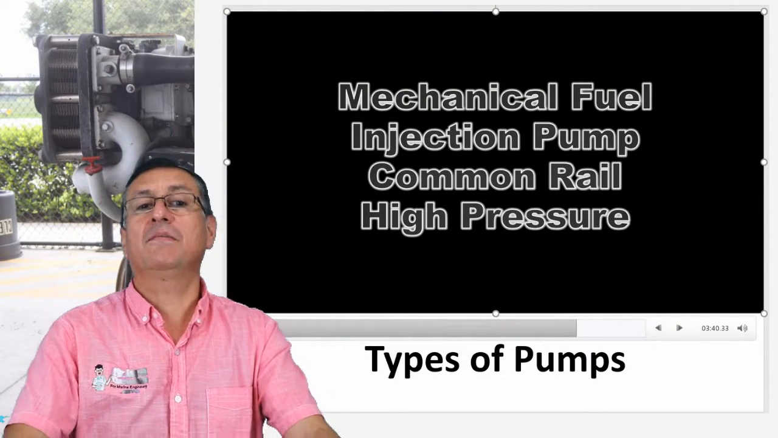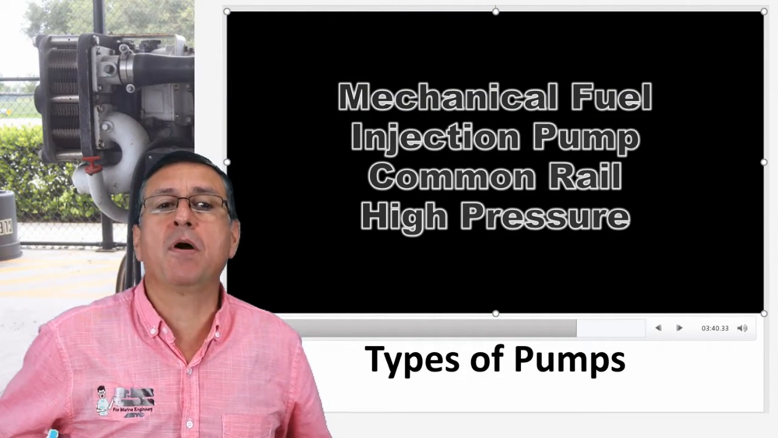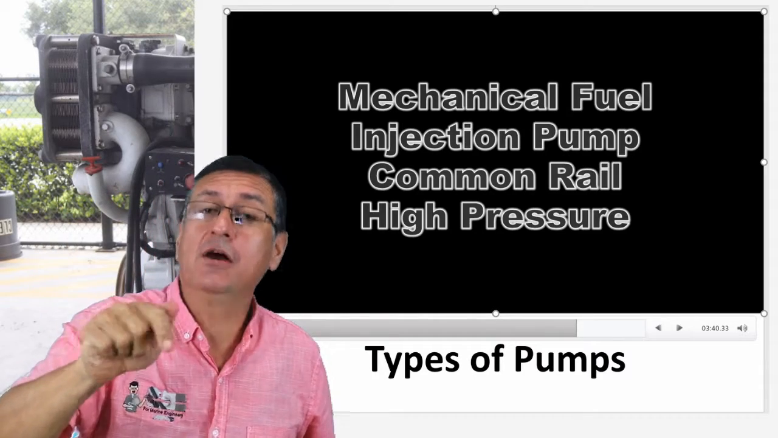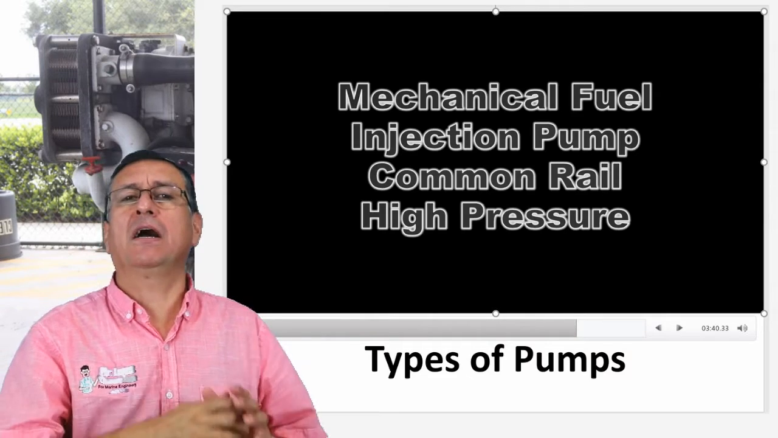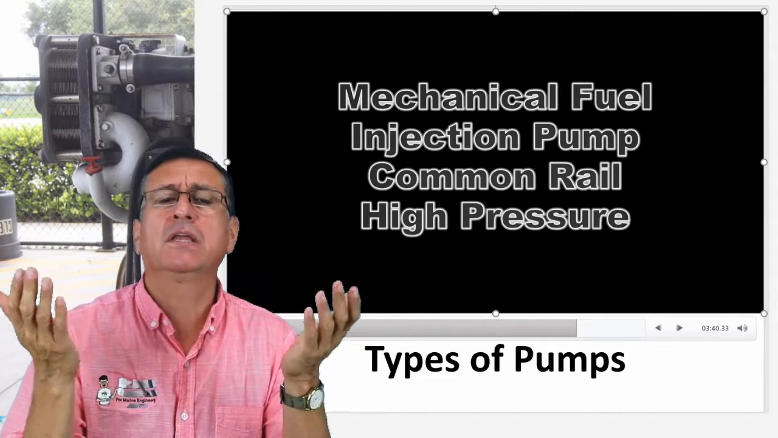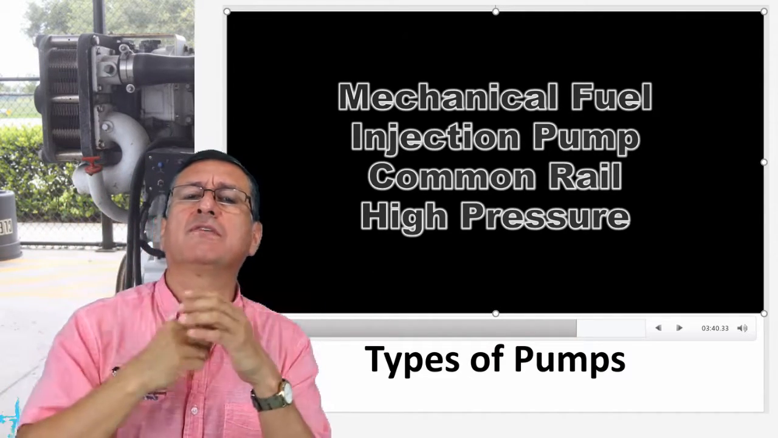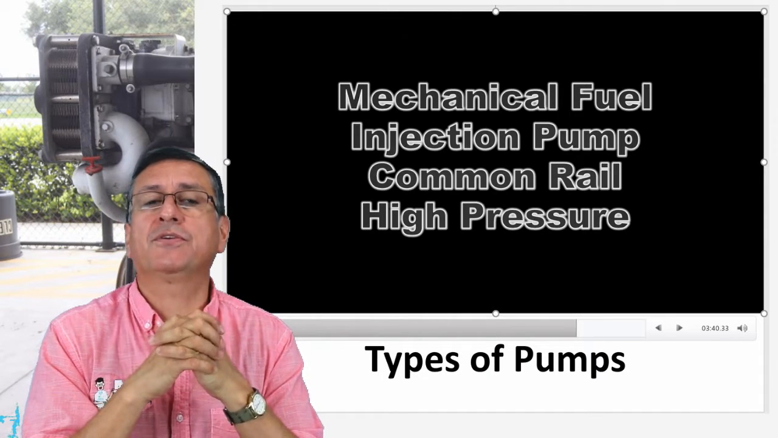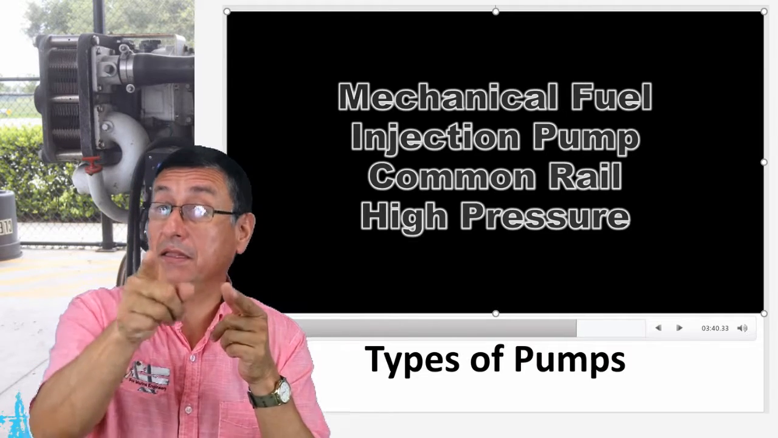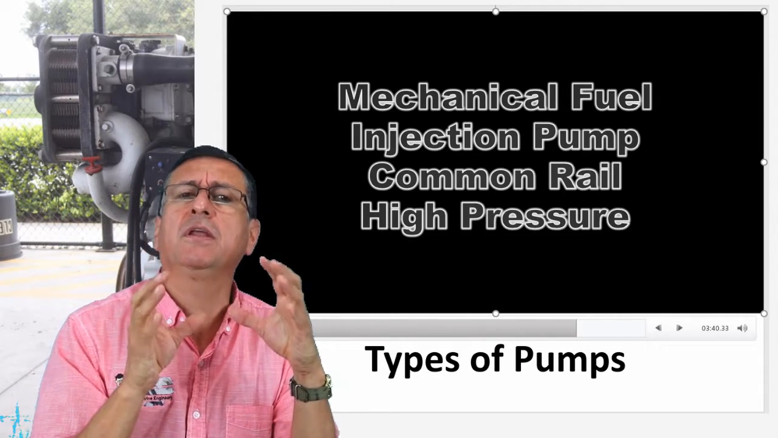Alright, the other system is a mechanical fuel injection pump for common rail also, but this is high pressure. You remember high pressures are considered between 10,000 psi and more than 17,000 psi. It's a high pressure. And this is the mechanical fuel injection pump. What is the meaning of that?